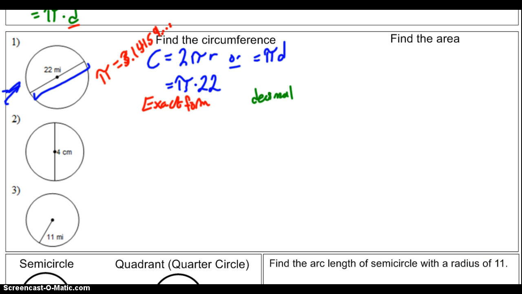So in exact form, we never multiply by pi. We just leave the pi symbol there. So this in exact form would be 22 pi. We don't multiply by pi, we just stick it on the end. However, in decimal form, we do multiply 22 by 3.14, and we get 69.08. It's important to keep in mind that the units for these are miles, because, remember, the original length was in miles.